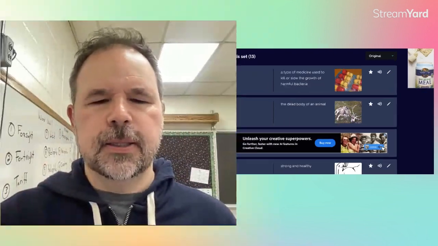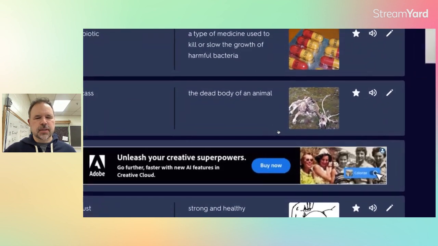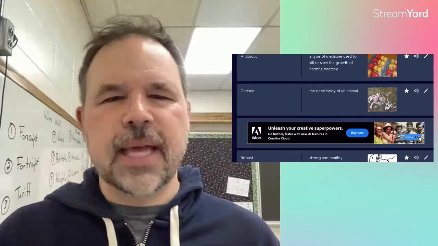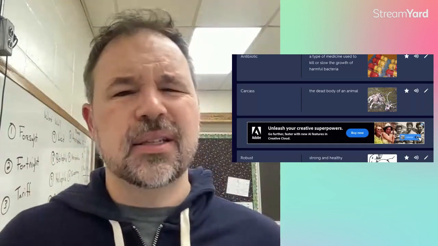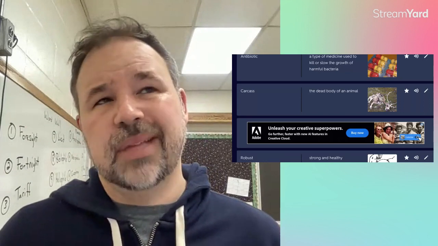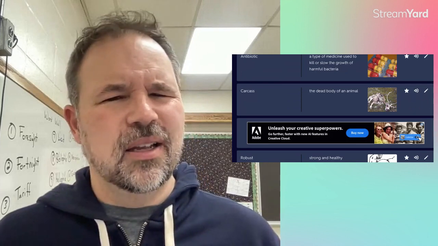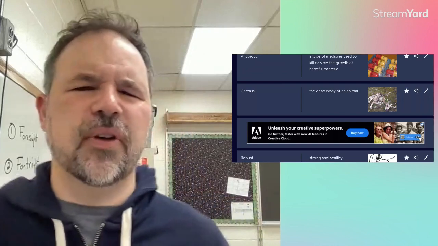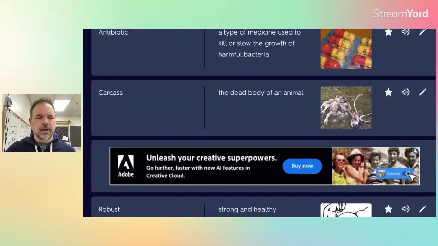Antibiotics. The next one here, not one of my favorites, but carcass. That is simply the dead body of an animal. I won't zoom in on that just in case there are some people that are a little squeamish, but we usually don't use carcass for human beings, but we might use it for an animal. That would be about the only time. It would be very disrespectful if you said, oh, I'm going to a funeral today. His carcass is going to be in a coffin. Yeah. We just use it for animals, pretty much. Dead animals, carcass. Pretty straightforward one right there.